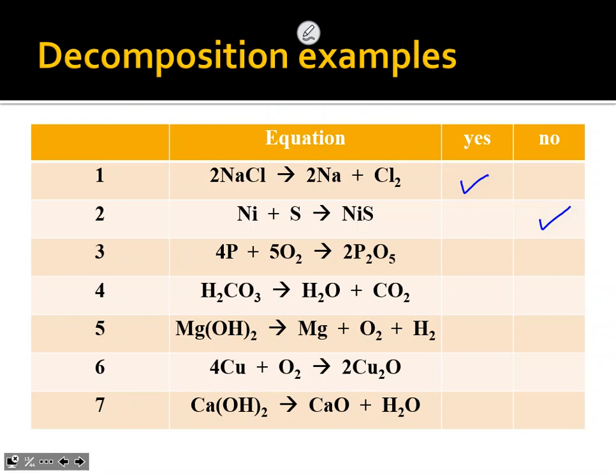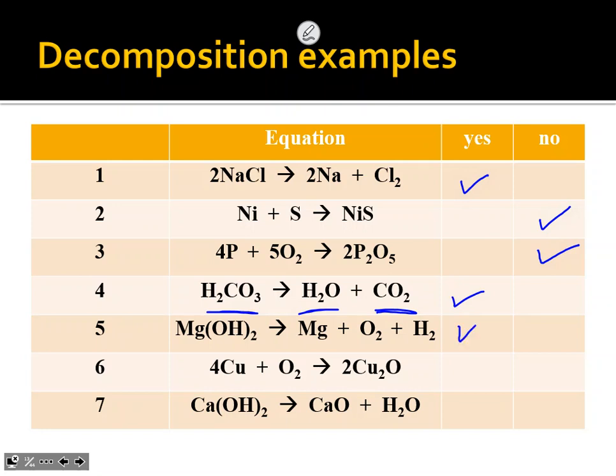Nope for number 3. That one is also synthesis. It's the opposite. We have 2 things coming together to make the one thing. What about number 4? Yes, very good. This is carbonic acid breaking up into water and carbon dioxide. So the one compound breaking down into 2 separate compounds that are smaller. How about number 5?